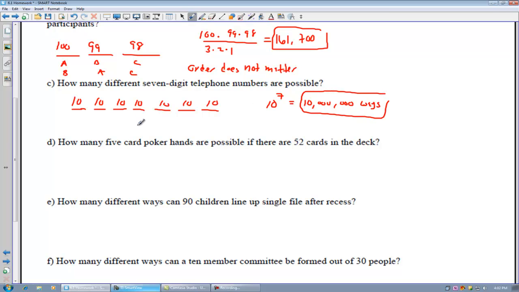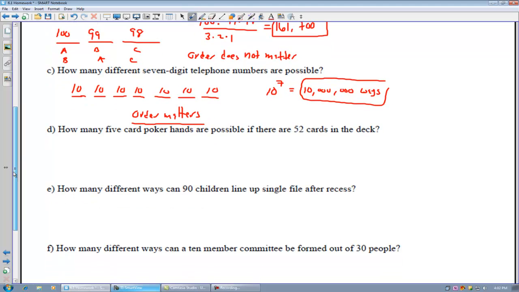And of course, the order matters. All right, so just think about it. You can have 7 numbers, and if you rearrange the numbers, you're going to get a different telephone number. So here the order matters.